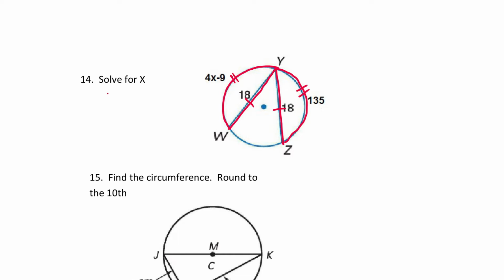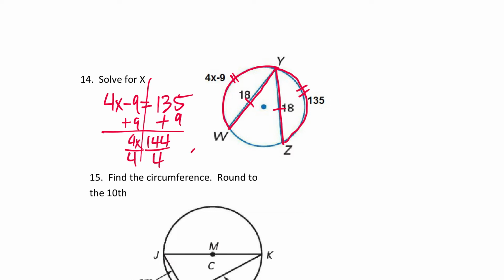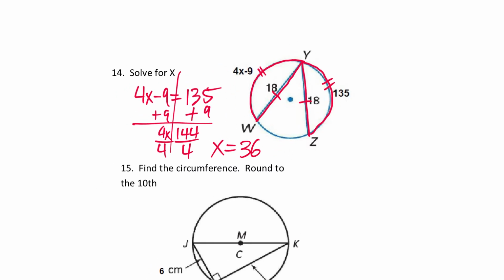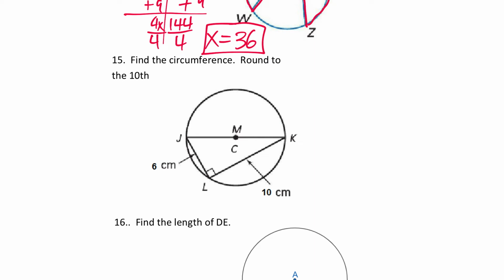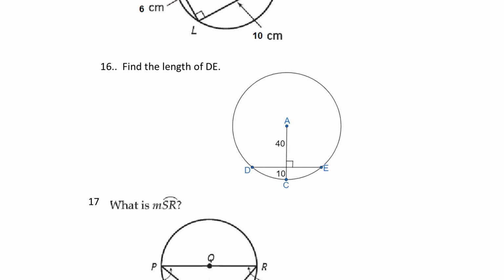Okay? So to solve for x, we're just going to put 4x minus 9 equals 135. Add 9. 4x equals 144, divided by 4. X equals 36. Okay, number 15 is the exact same as 10, so I'm not going to worry about that one.